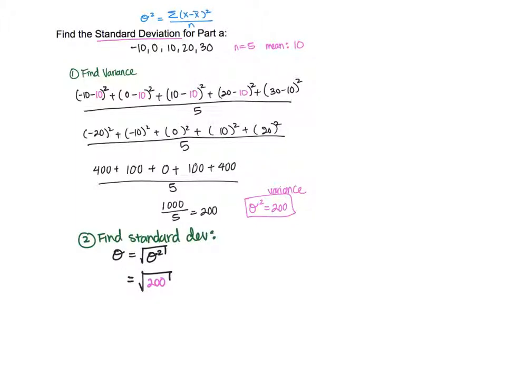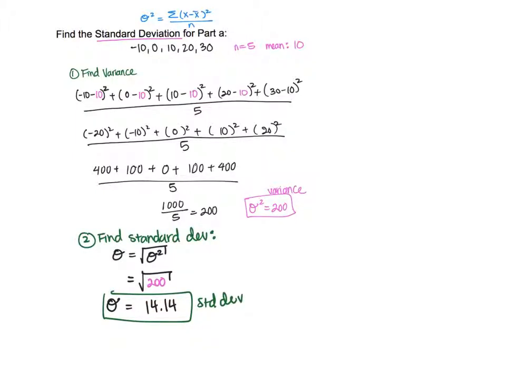So the square root of 200 is, let me double check here, I'm going to use my graphing calculator to do it, is 14, I'm going to round to 2 decimal places, so 14.14. So our standard deviation here is 14.14. So this is our standard deviation.